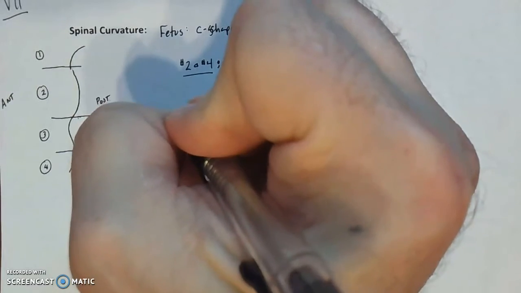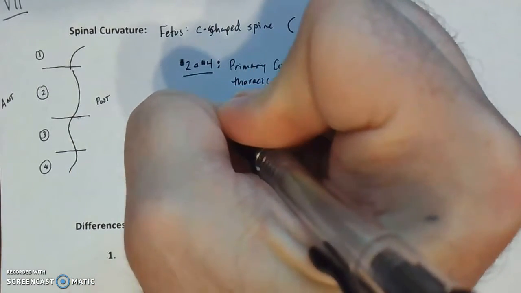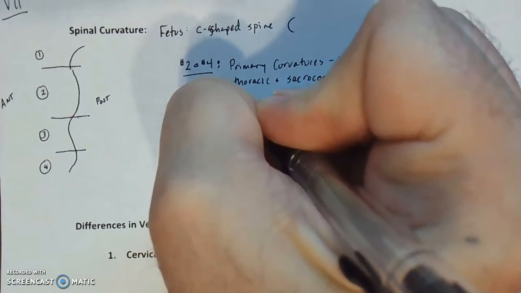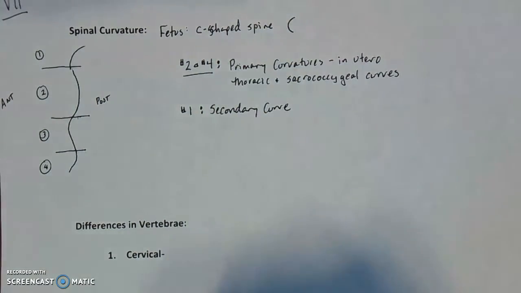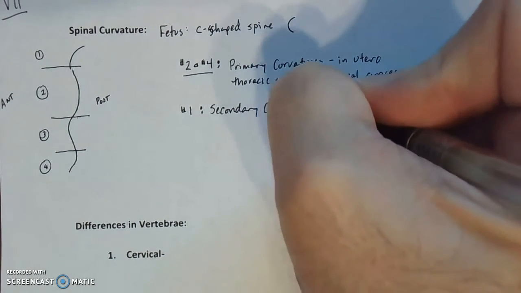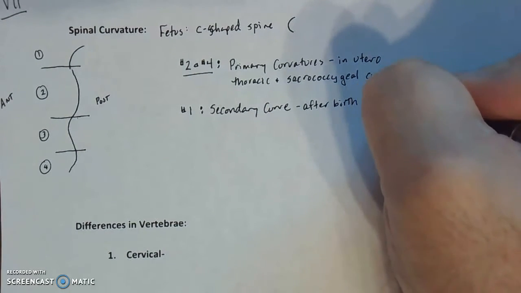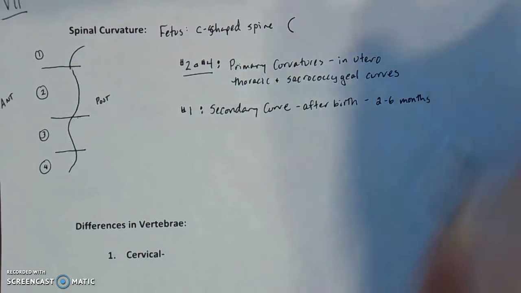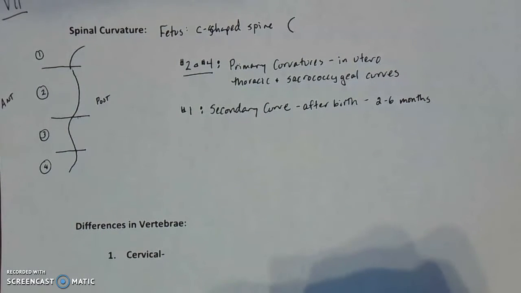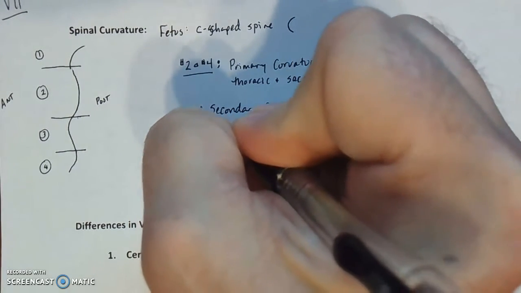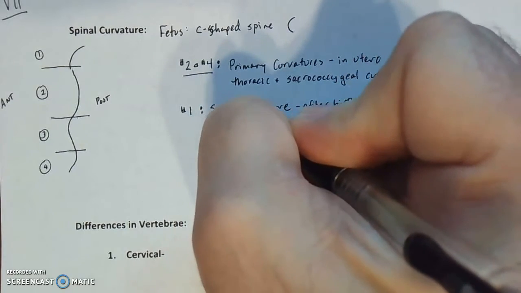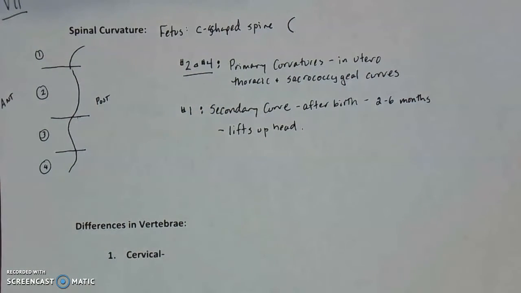Number 1 develops secondary. So it develops after birth. And this one develops anywhere from 2 to 6 months of age. And this one is from the baby learning how to use the muscles and ligaments in their neck to hold their head up. So this develops as the baby lifts up the head, which is a developmental milestone in a baby.